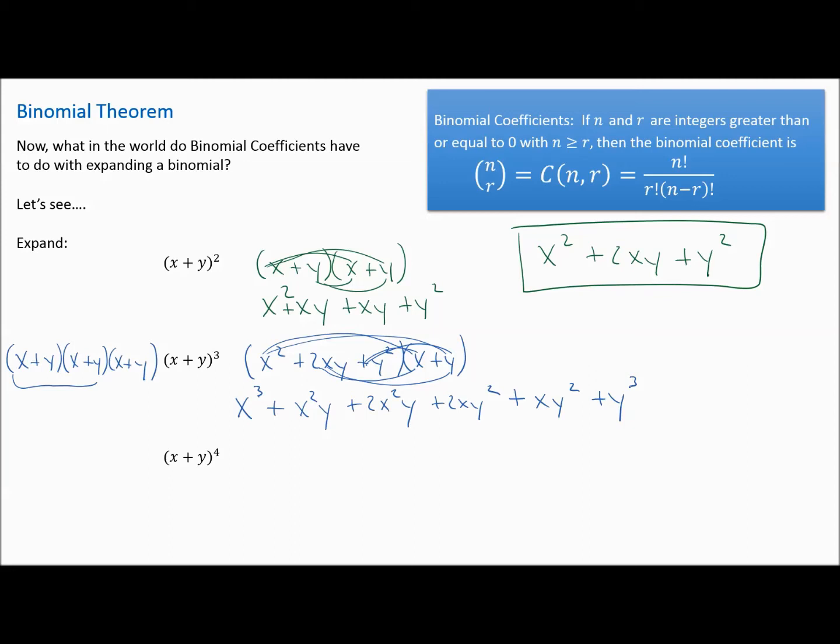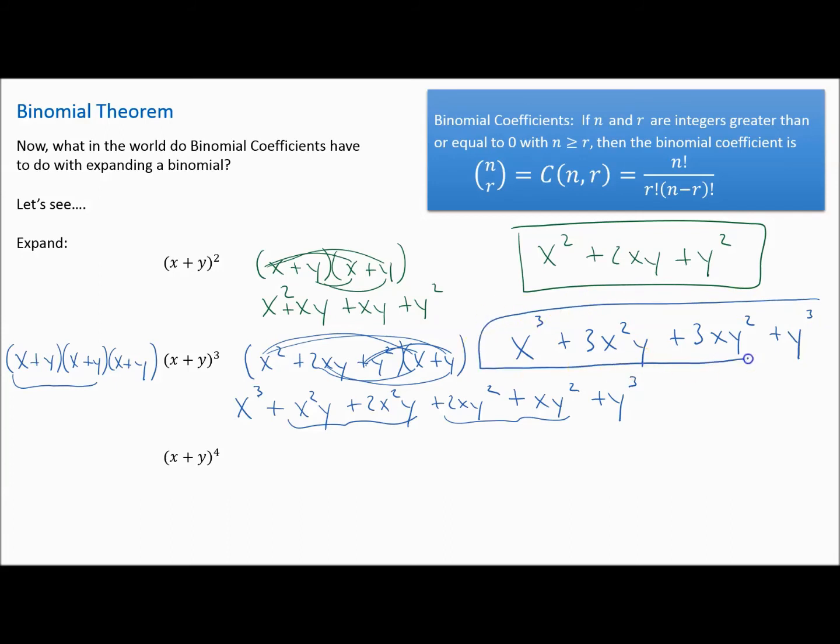Now, we have some like terms here, if you'll notice. These two guys match, because they're both x squared y variables. And then these two guys match. So over here, to the right, up above, I'm going to write my final answer. X to the third plus 3x squared y plus another 3, but this time xy squared, plus y to the third. So that's what happens when you have a binomial raised to the third.